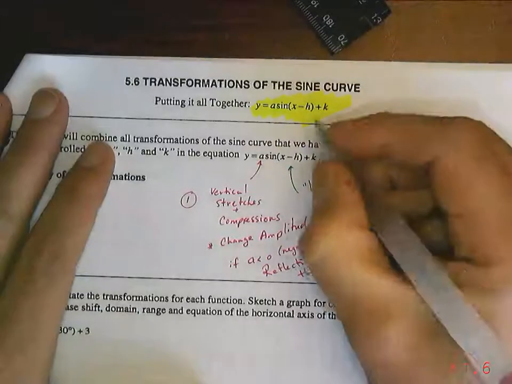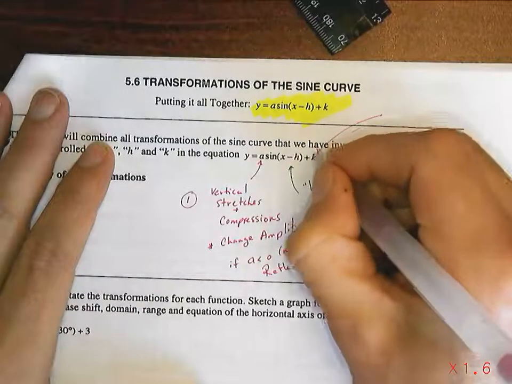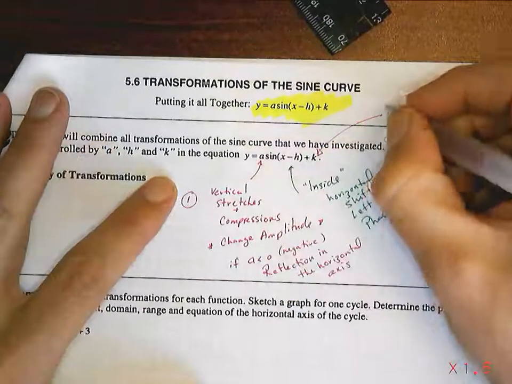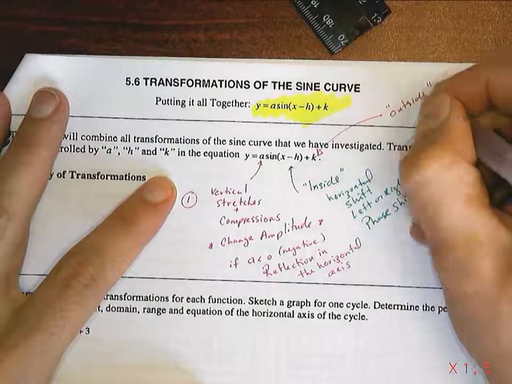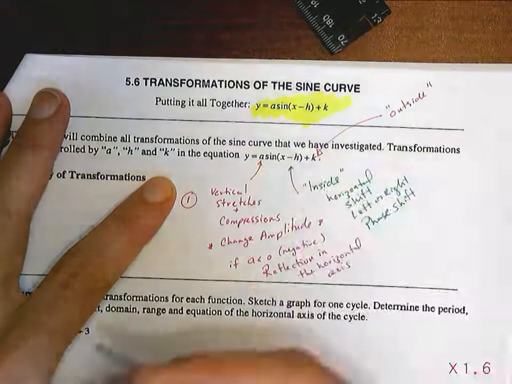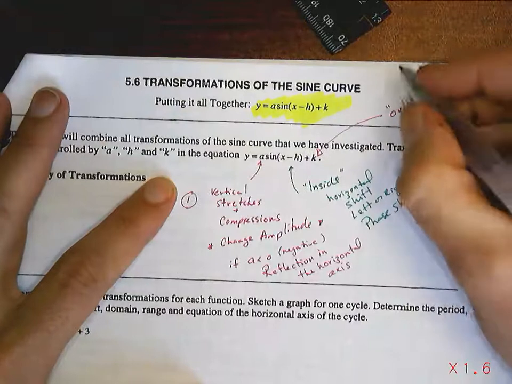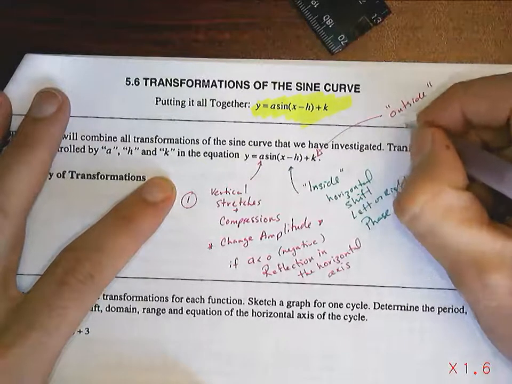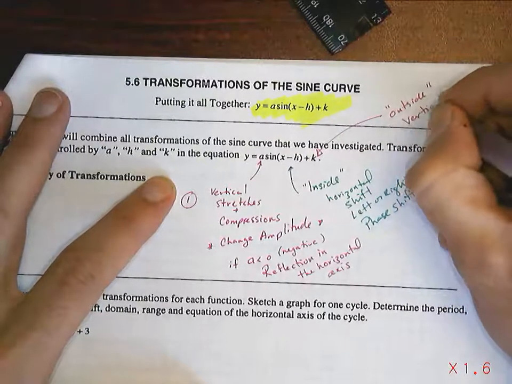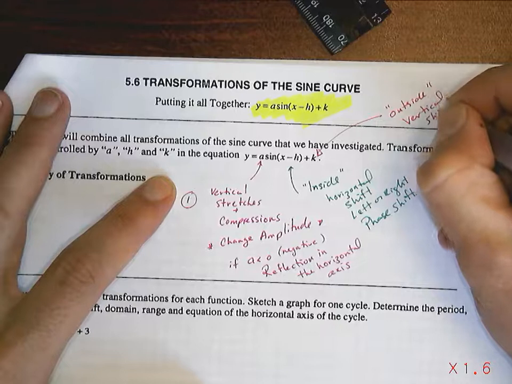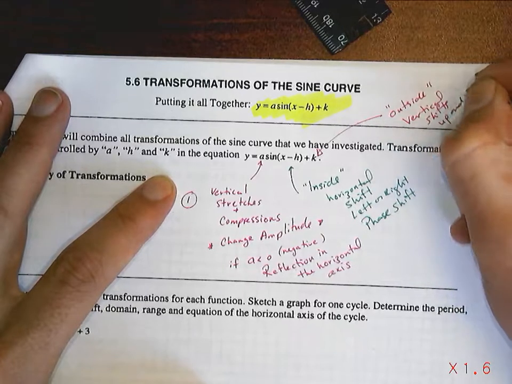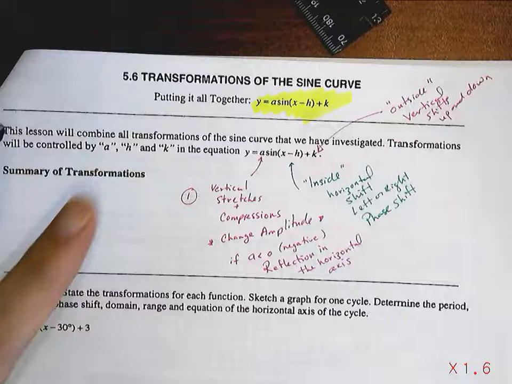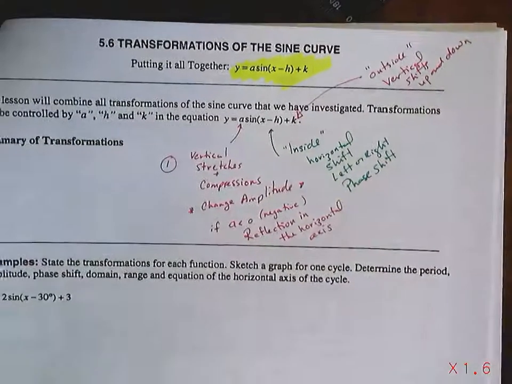And the k on the outside here, see how it's outside the sine function? So I call that outside the sine function. It's outside the brackets. And that's going to be your vertical shifts up and down. Okay, so we got a bunch of stuff going on here.